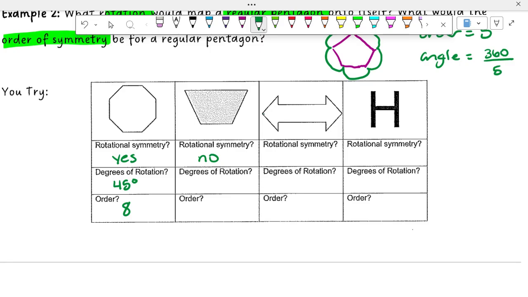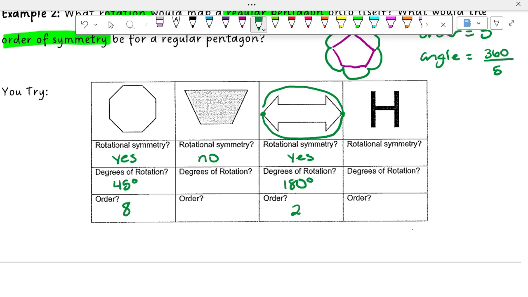Because if you rotate from here to here, it will map onto itself. So it would map onto itself twice. So what would the degree of rotation be? 180.